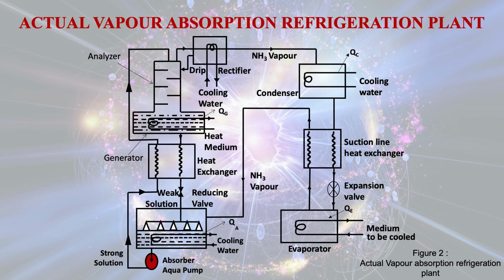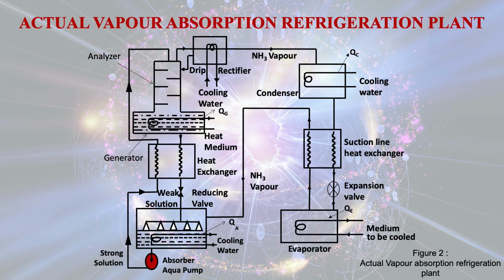There is a little chance that some moisture may go with the ammonia and enter into the condenser, but it is then passed through the rectifier. In the rectifier, some cooling coil is there. So if some water vapor is there, that will be condensed because of the cold water circulating through the coil in the rectifier. So that drip will be sent back to the generator. So ultimately we are getting only ammonia leaving the generator and entering into the condenser.